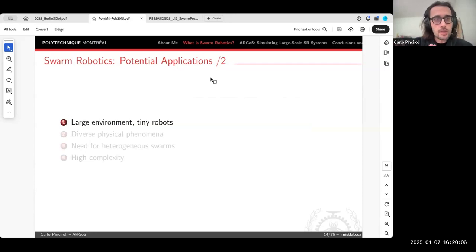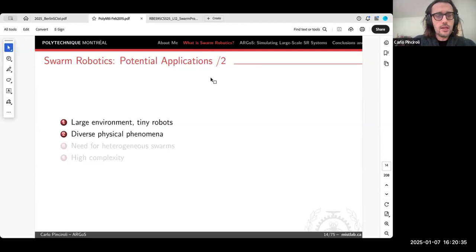What's interesting is that all of these applications have in common the fact that the environment is typically large with respect to the size of the robot. Think about the size of a planet, think about the size of the ocean floor. The idea is that we have tiny, tiny robots. It doesn't matter how big they are. They can be as big as a bus, but still, the environment is so much larger than what they can occupy.